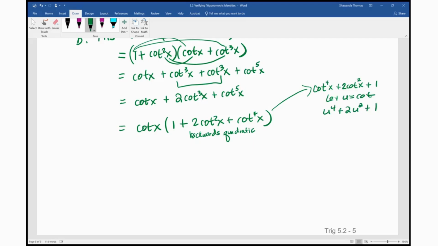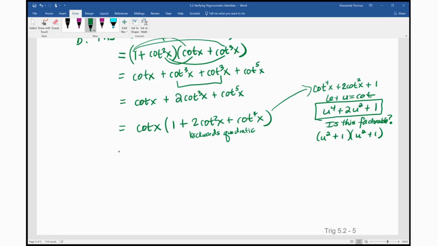All right. Is that factorable? Is u to the fourth power plus 2u squared plus 1 factorable? Yes, it is. The factors are u squared plus 1 times u squared plus 1.